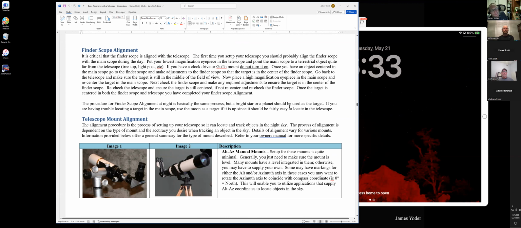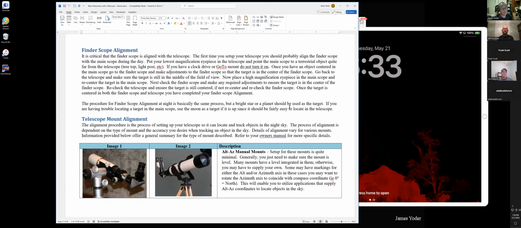So again, I've got to apologize, this is a lot of rehash of what we talked about in lab and stuff, but just maybe more in depth is the finder scope alignment. One of the most important things when you set up your telescope, the first thing you need to do, is make sure that the finder scope is aligned with the main scope, because the finder scope is what you're going to use to find all your different stars when you're doing that initial calibration.